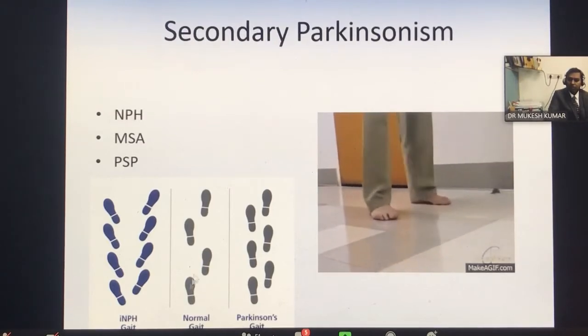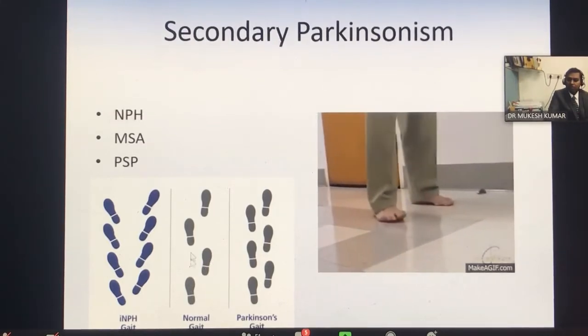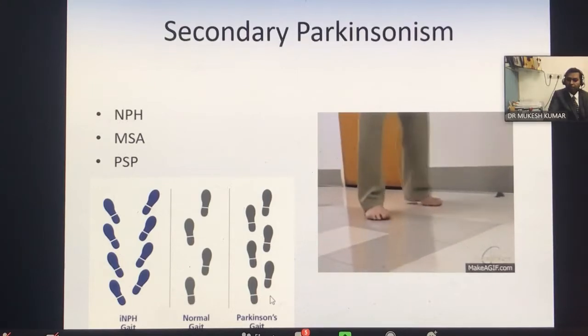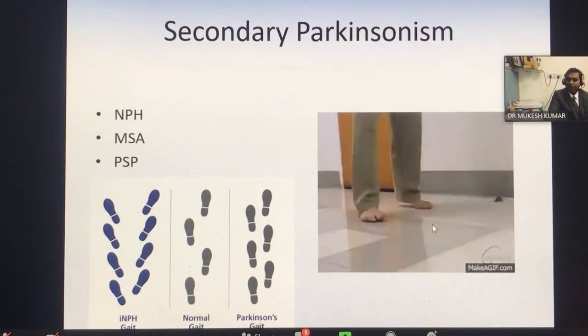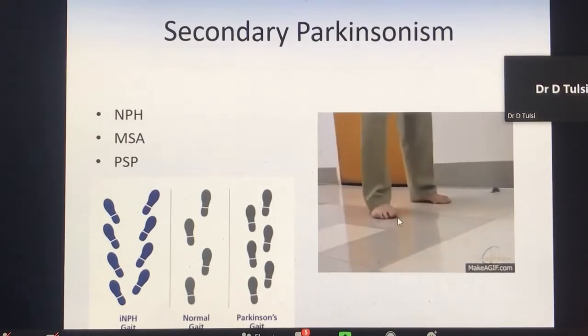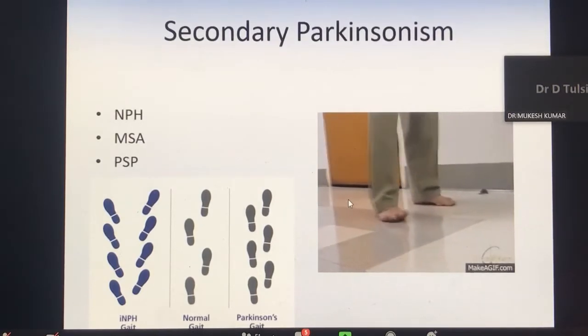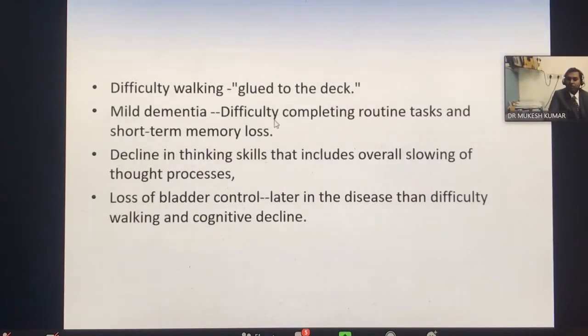Normal gait, you can see the stance. The two steps go in different directions. Parkinson gait has small steps. But NPH gait is something like a magnetic gait. It is like your foot gets stuck on the floor. It is like it is glued to it.